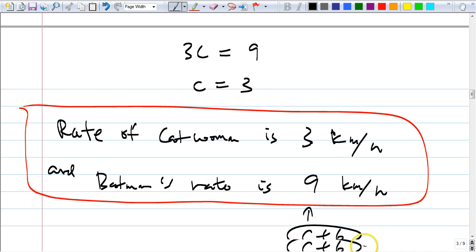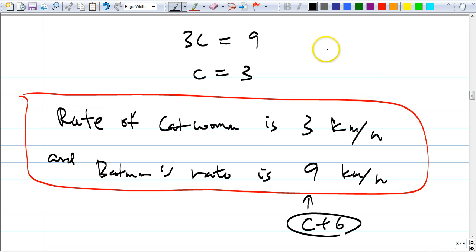Do you think the unit is important here? Yeah. Okay. And then the rate for Batman is 9 kilometers an hour because it says the rate for Batman was 6 kilometers faster than Catwoman. So there you go. Does this make sense? Do you see how we could come up with an equation? Okay. All right. Now, are there any questions? If no questions, then can I go to example 4, the last one? Yes? All right. Let's go to example 4 then.